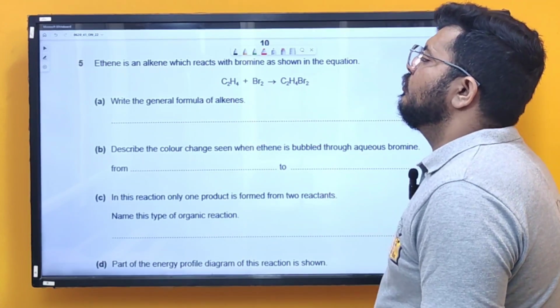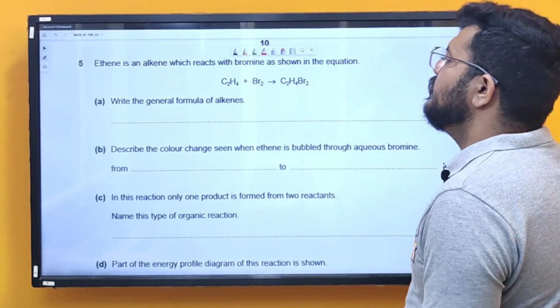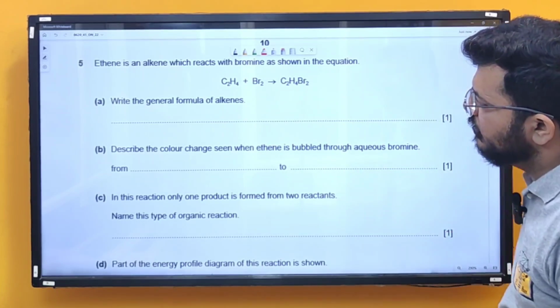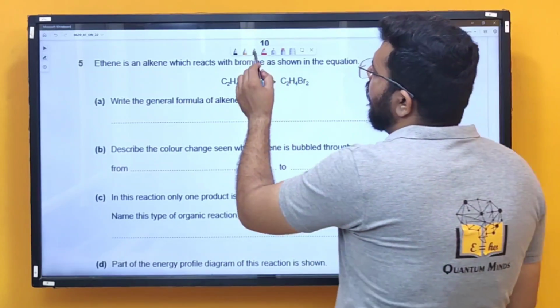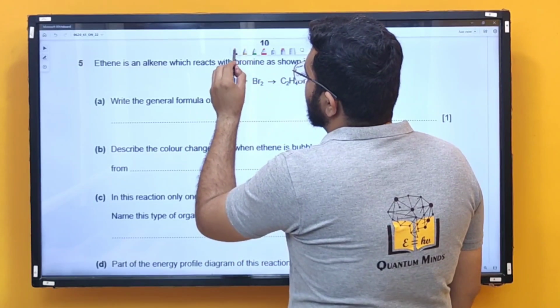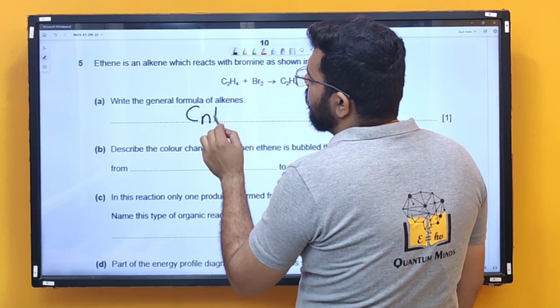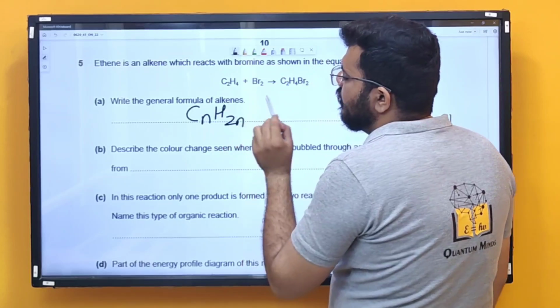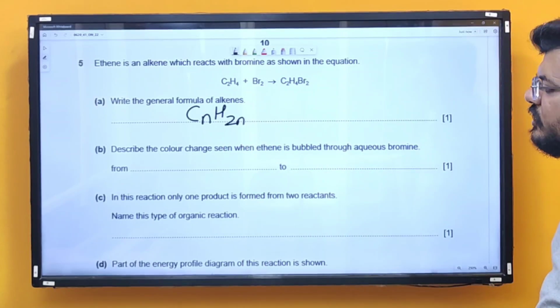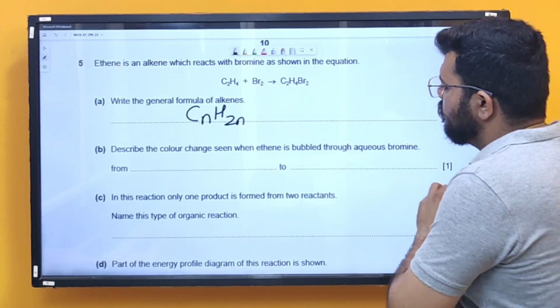Ethene is an alkene which reacts with bromine as shown in the equation. Write the general formula of alkenes. So the general formula of alkenes I know is CnH2n, right?